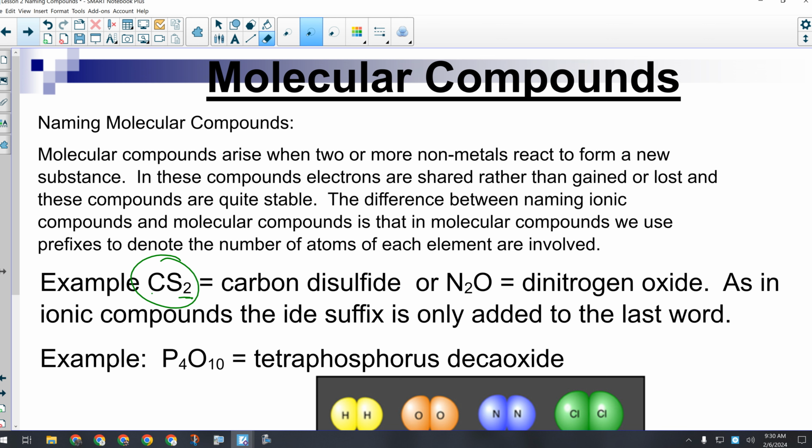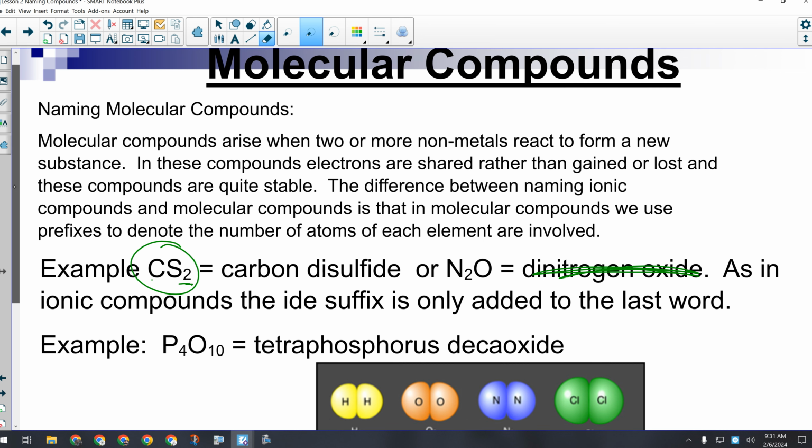All right, for our second one here, this name is actually wrong. What was missing from it before I scratched it out? Mono on the oxygen. So this would be dinitrogen monoxide. You can say monooxide, but we generally just write monoxide. So the "ide" suffix, like we said, is only added to the last one.